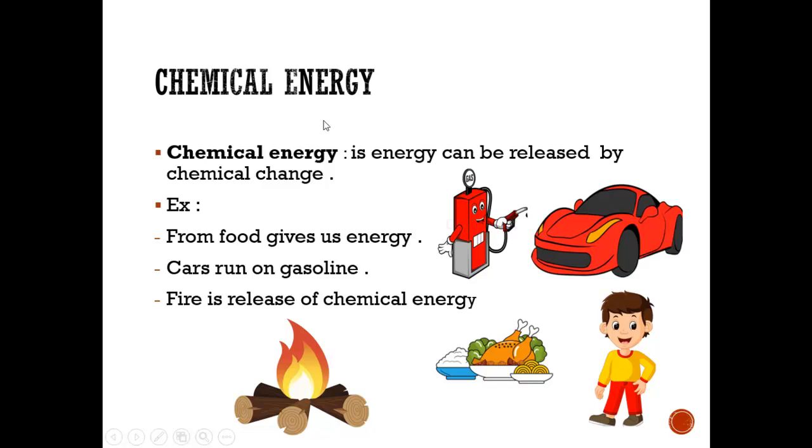Another form of energy is called chemical energy, and chemical energy is released by chemical change. We discussed the meaning of chemical change in the last unit. A chemical change is when matter changes and gives you a new substance. Examples of chemical energy: food gives us energy, and also the car runs on gasoline. This is a chemical change. And also fire is an example of a chemical change. So fire is a release of chemical energy.